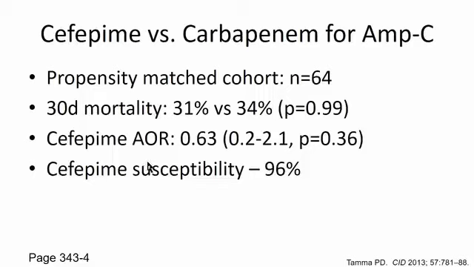This is a study that's propensity matched for cefepime versus carbapenem for AmpC-producing gram-negative bacteria. And by AmpC producing, I mean the mutants, the ones that are hyperproducing. It looked at 30-day mortality, comparing treatment of cefepime versus carbapenem, and essentially no difference. Looking at the adjusted odds ratio for mortality, also no difference. And specifically, when they looked at cefepime susceptibilities, they found that in these hyperproducing D-repressed mutants, cefepime still retained sensitivity 96% of the time. So once again, I think cefepime should be the drug of choice in the spirit of sparing our carbapenems.